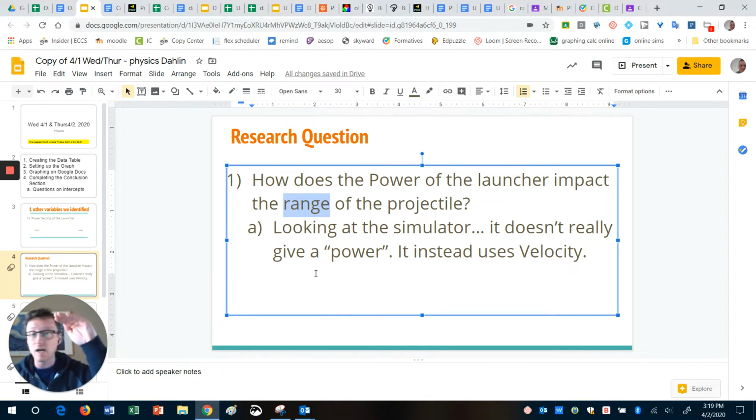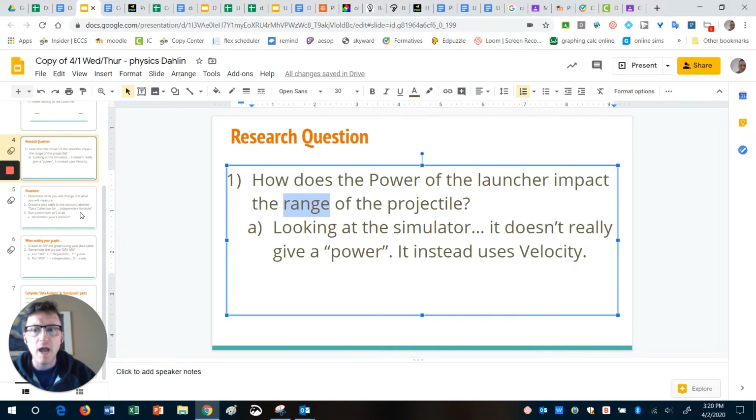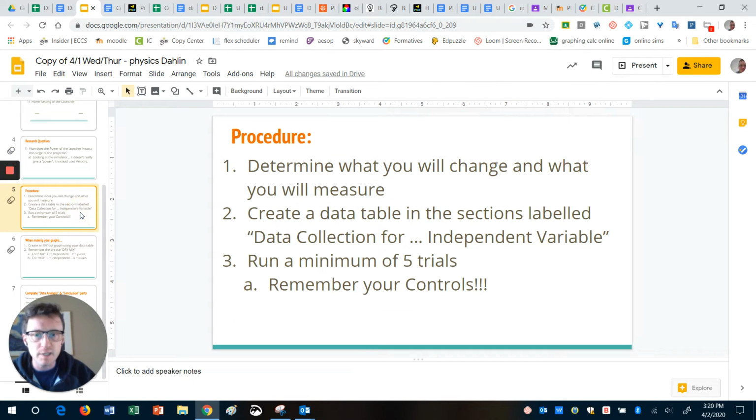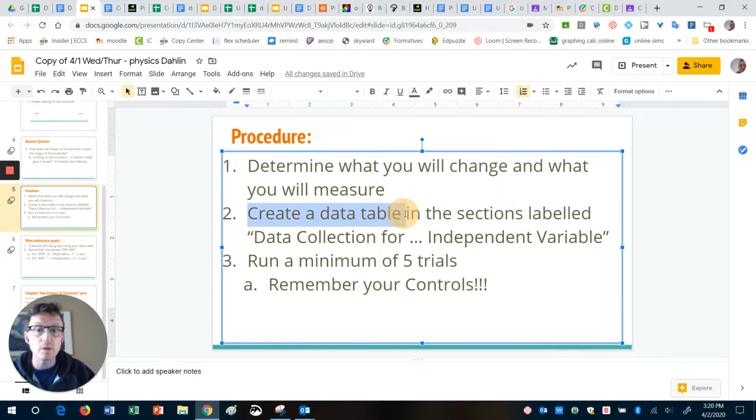You don't need to have a height. You don't need to have the arc. All you need is what was the velocity that was set and what range did it go to. Everything else is a constant. We don't care about it. So as you're going through your procedure, when you create your data table, those are the only 2 things that need to be in there.